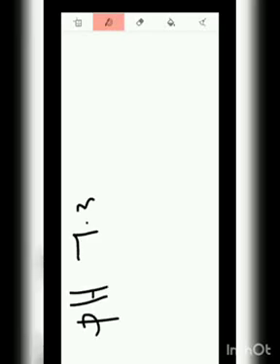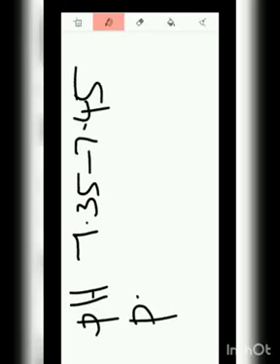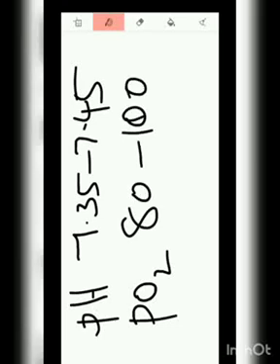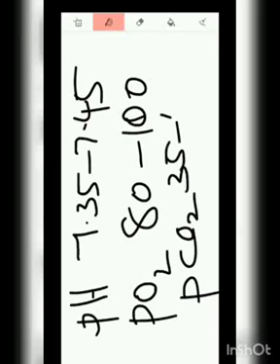We can see the normal values. Blood pH, its normal value is between 7.35 to 7.45. Then the normal value of PO2 is 80 to 100. Then the PaCO2 is 35 to 45.